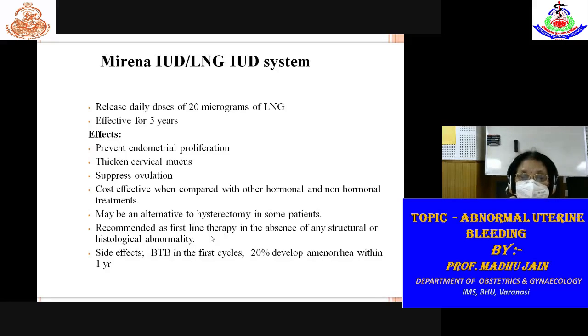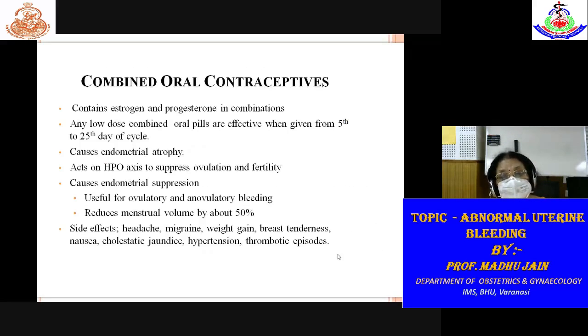So by FIGO, it is recommended as the first line therapy if there is no evidence of any structural or histological abnormality. Even in cases of endometrial atypical hyperplasia, if the patient doesn't want hysterectomy and wants fertility, you can prescribe the Mirena. The side effects are that in some cases it might cause slight irregular bleeding in between the cycle, and 20% of women develop amenorrhea within 1 year.